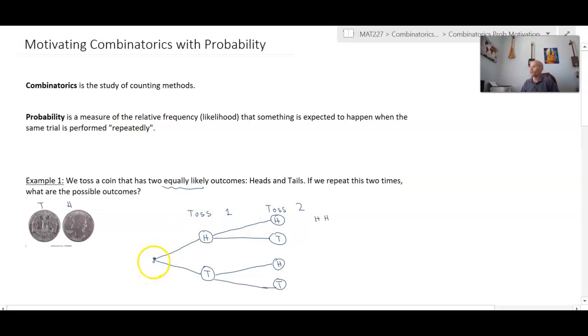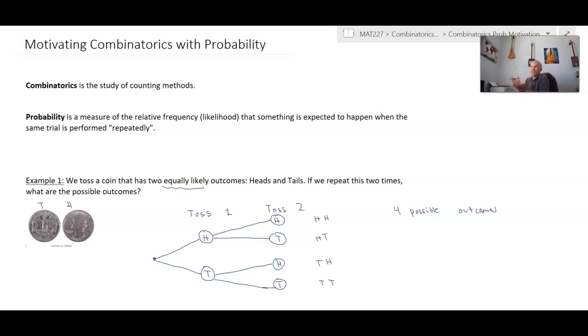Then, again, if I follow the branch from the root, I can go heads, tails. I could go tails, heads. Or I could go tails, tails. Now that establishes that there are 4 possible outcomes. And they're all equally likely because at each juncture, whether I get a head or a tail, there's a 50-50 chance. And so in this situation, we can certainly say that these are equally likely.